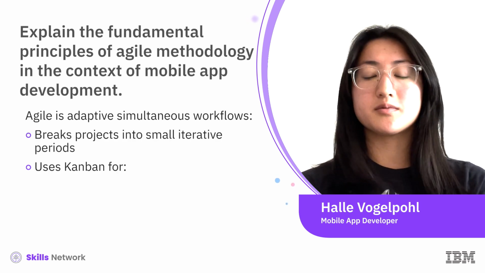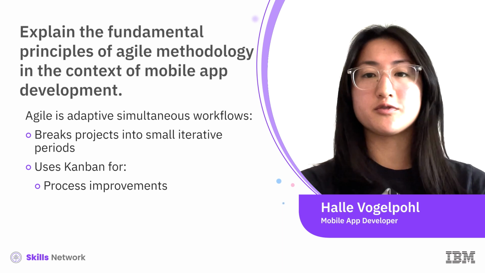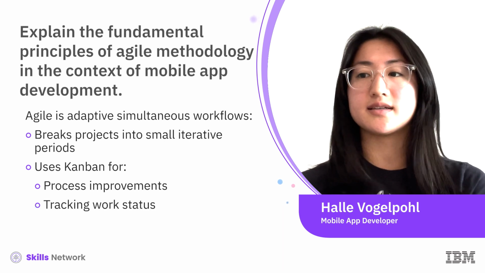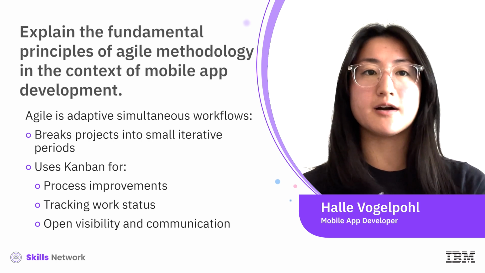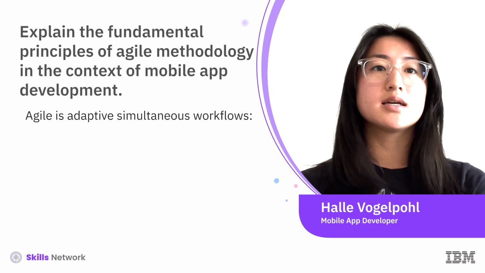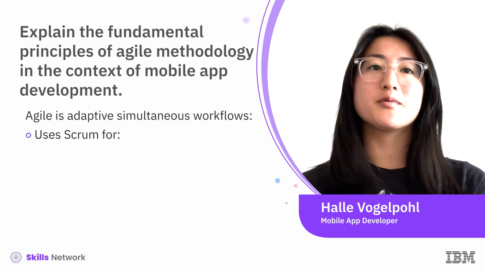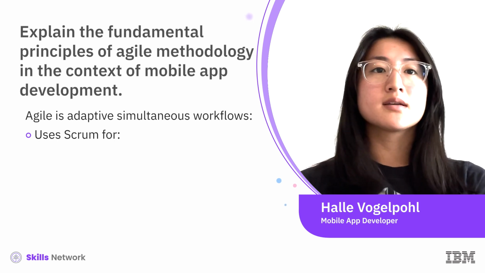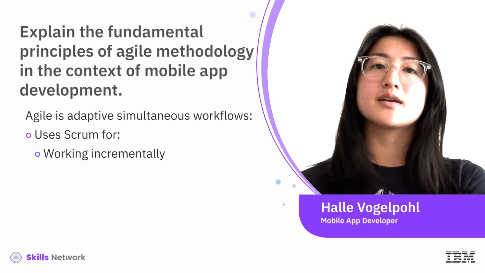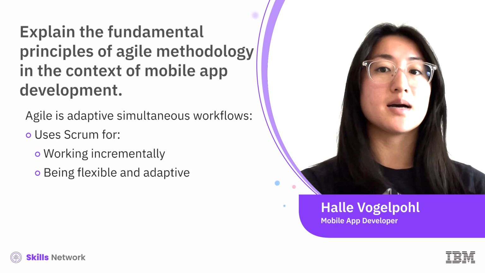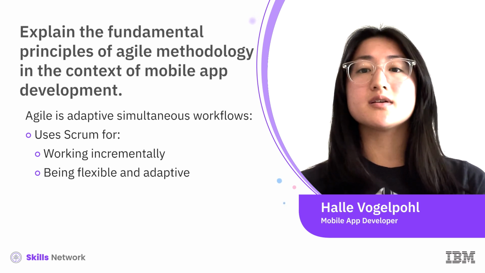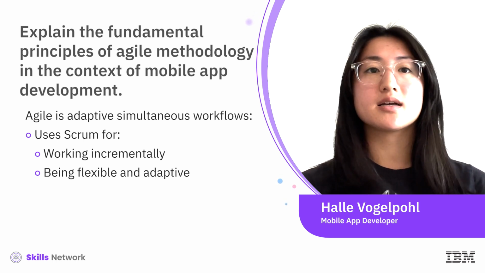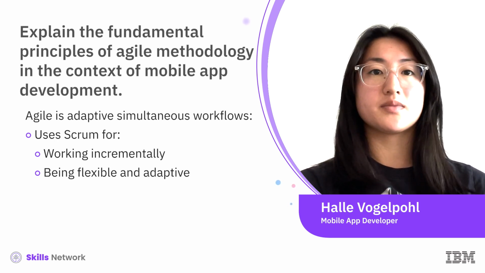Then there's Kanban, which works on process improvements, tracking the status of each task that each member has and creating that visibility and open communication about what the team members are working on. And Scrum, which is about more work and doing it quickly. So it's advantageous because it's about working incrementally and being flexible and adapting when building out different features. It's different than waterfall because waterfall is linear and you can't backtrack after you've worked on something.